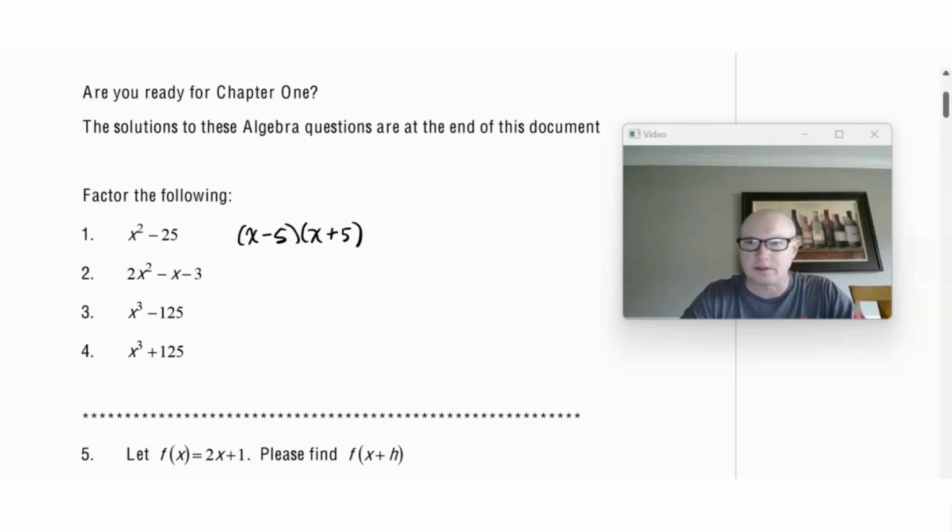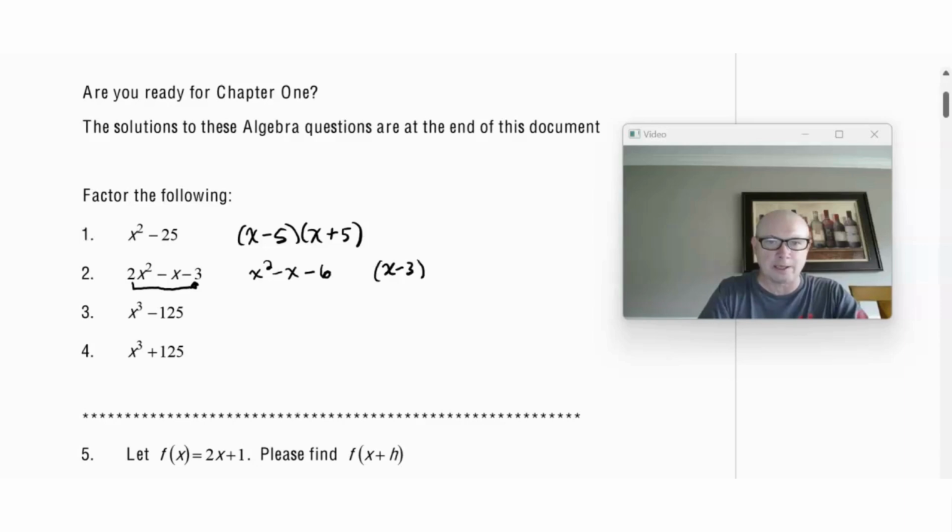All right. So the second problem, we have 2x squared minus x minus 3. So in this case here, I'm going to use slide and divide. So I'm going to take the 2 and I'm going to multiply it by the negative 3. So I would get x squared minus x minus 6. And then I would factor this, which would be x minus 3 times x plus 2. And then the divide now, since I slid it and multiplied by the 2, I'm going to have to divide this by 2.